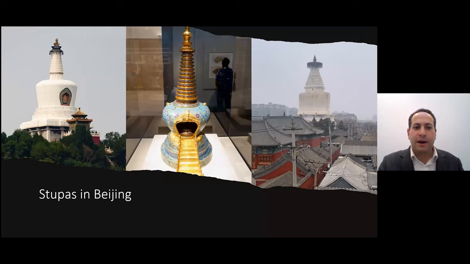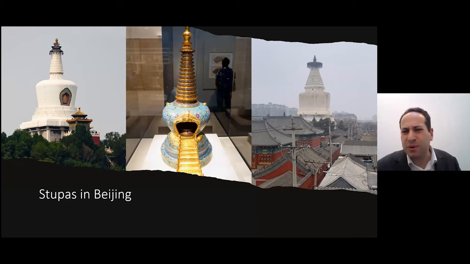You see stupas, Buddhist stupas in Beijing. I mentioned earlier in Beihai Park, they were built by Nepalese craftsmen and builders in the Yuan dynasty, but they continued in the Qing. They like this form. In the middle, you see a cloisonné enamel model of a Buddhist stupa. The stupa on the left is from Beihai Park. The stupa on the right is from Fuxing and West Beijing.